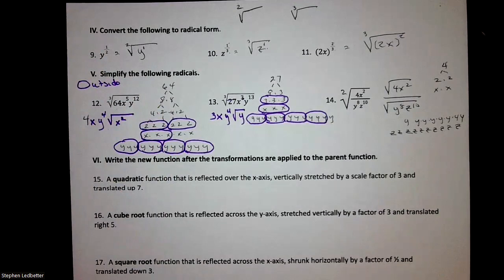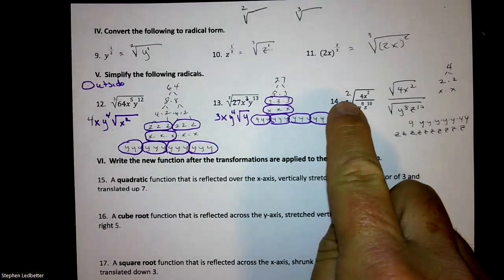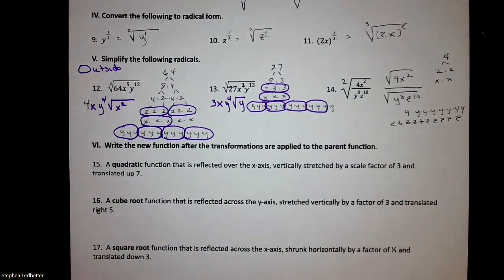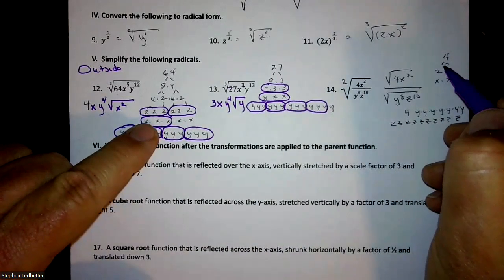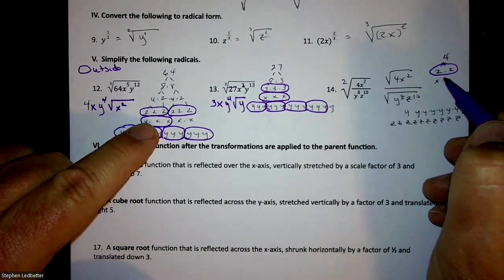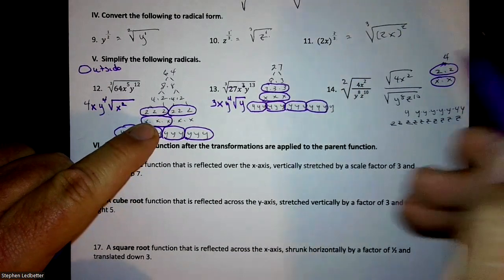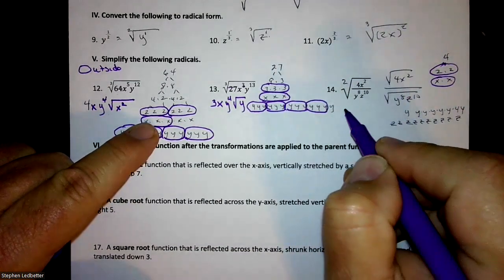All right. Now my index is a 2, remember? So I'm going to circle them in pairs, just pairs. So there's a pair, that's outside. And that's a pair, that's outside. So my top is going to be 2x.